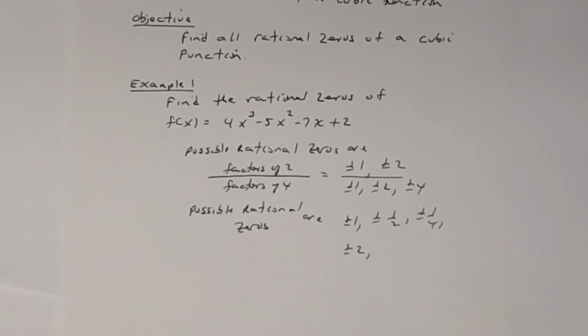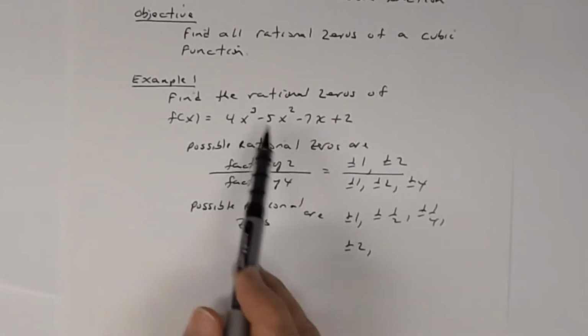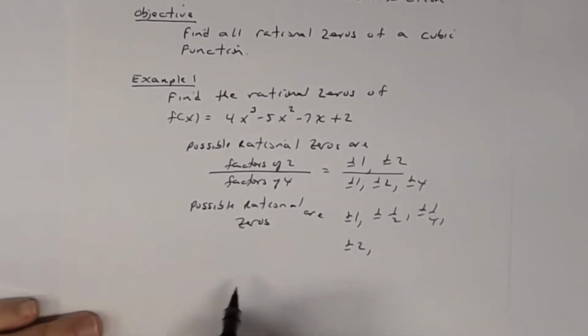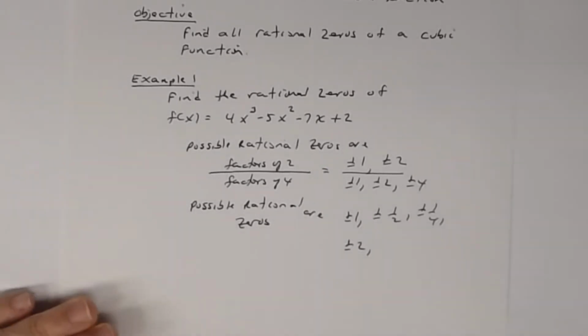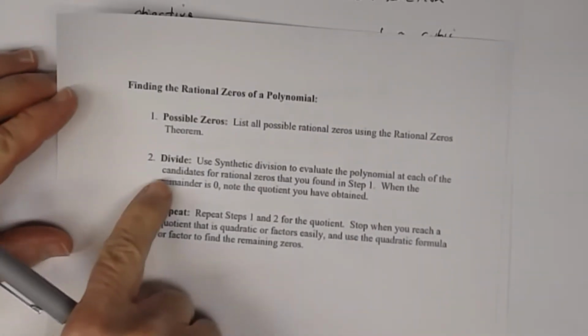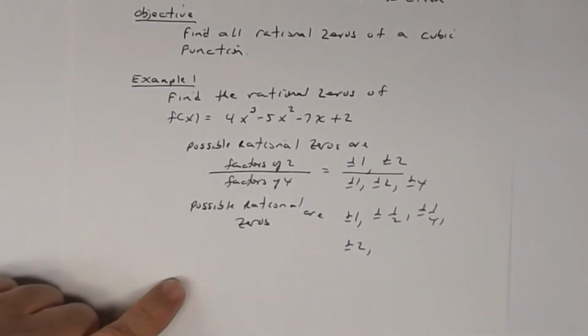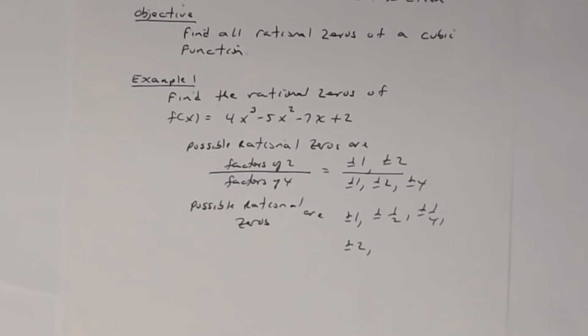Okay, so well, it's cubic, so there should be one that works. So let's see. Let's try one. Let's see if one works. All right. Most students navigate to the smallest integer. So one. So let's see if one works. So we're going to use synthetic division. So that will be part of step two. Use synthetic division to evaluate each of those rational zeros until we find one that works.